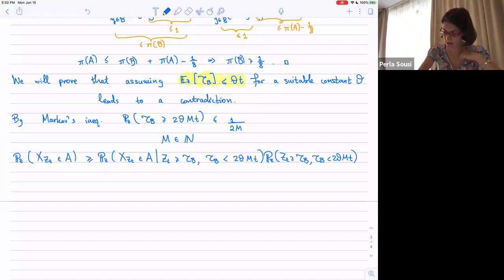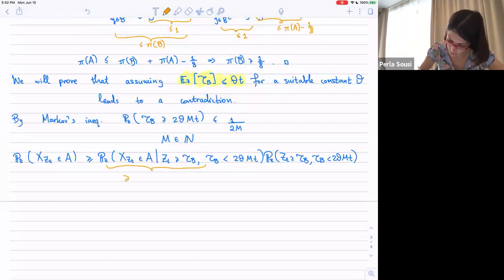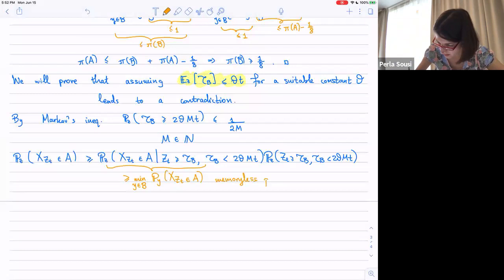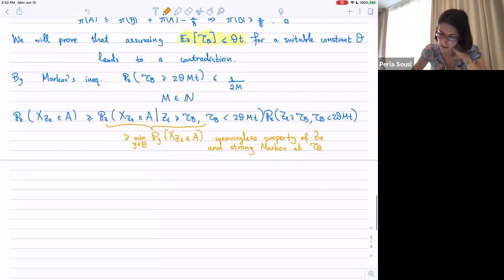And now here we are going to use, so far we haven't used anywhere that Z is geometric, but this is going to be used here, because now this probability is going to be lower bounded by the minimum over all Y in B of the probability starting from Y of X_Z,t being in A, by the memoryless property of Z_t and strong Markov at tau B. So we apply the strong Markov property at the first hitting time of B, and also the memoryless property of the geometric.